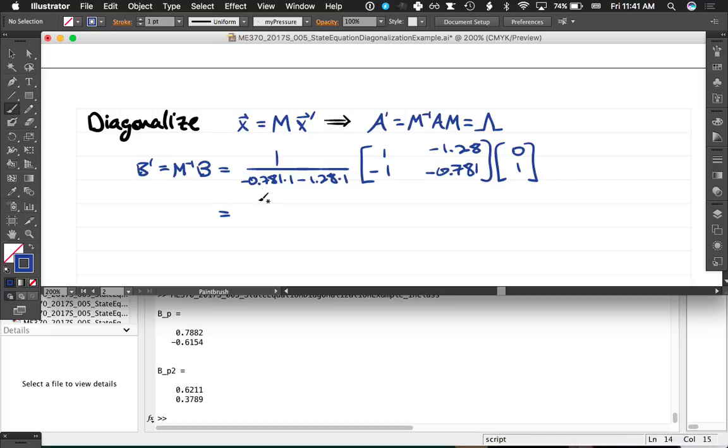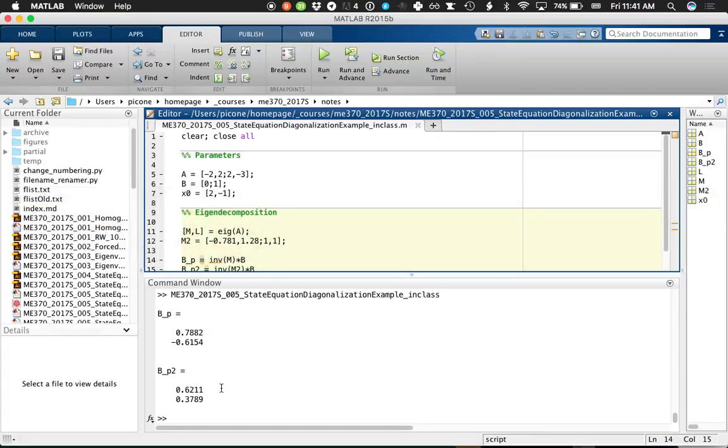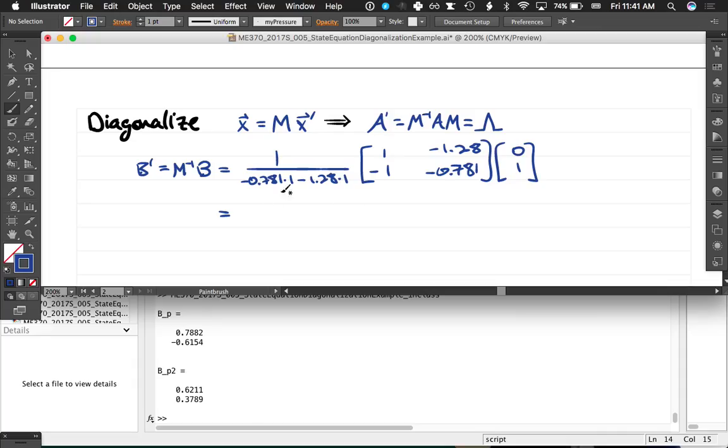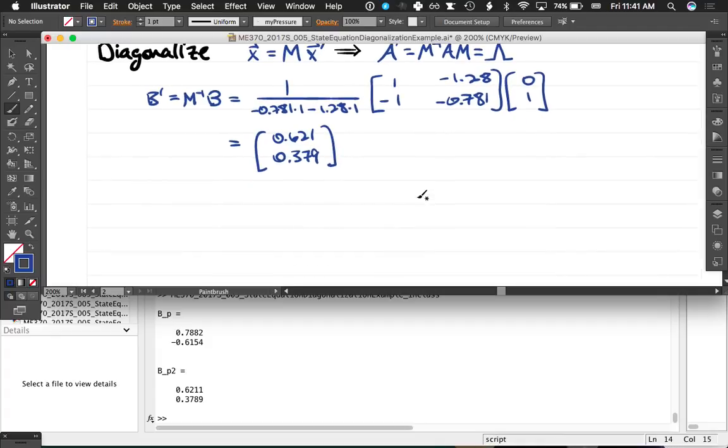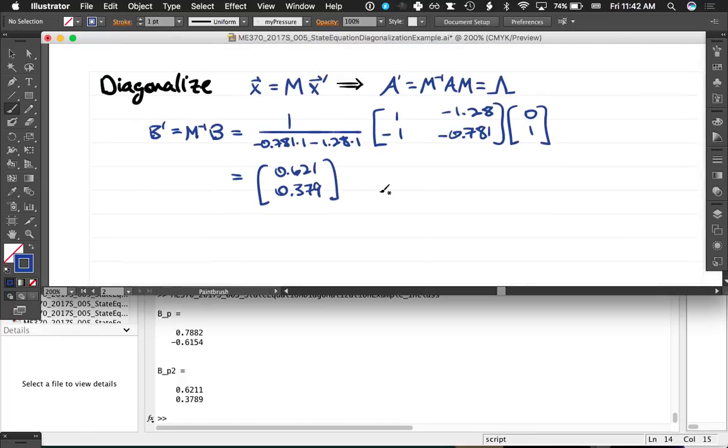So our B prime from Matlab comes out to be 0.621, 0.621, and 0.379. Cool. So we've diagonalized, and that's enough. This is a description of the diagonalized system. Okay, now we can construct our state transition matrix.